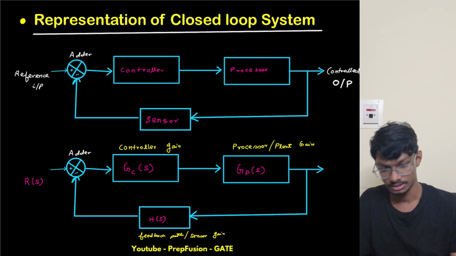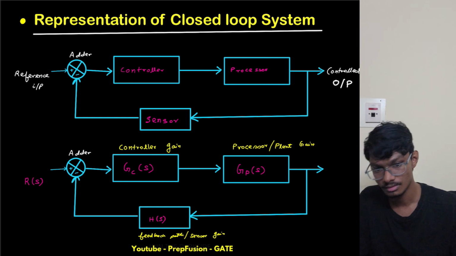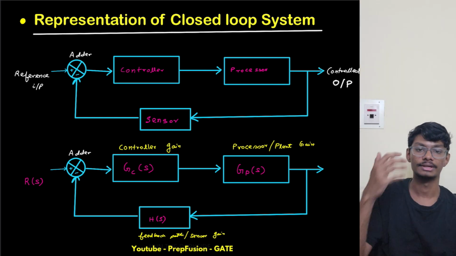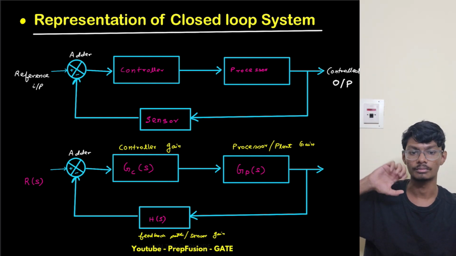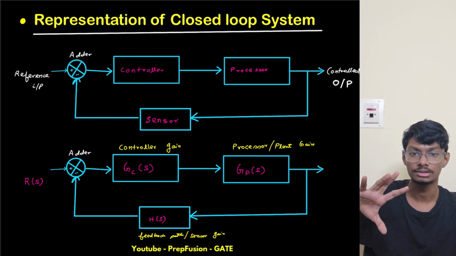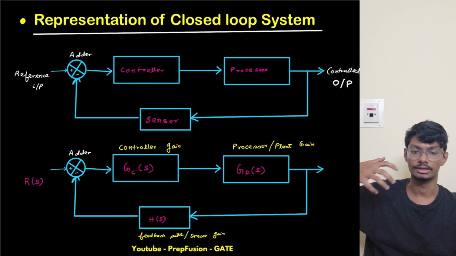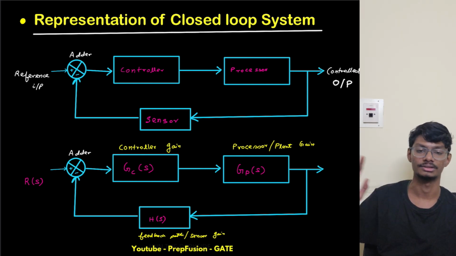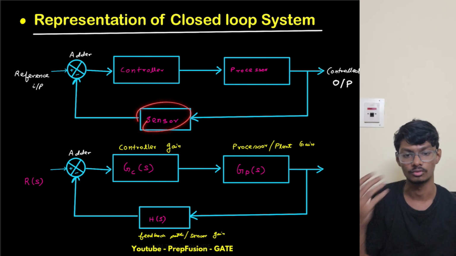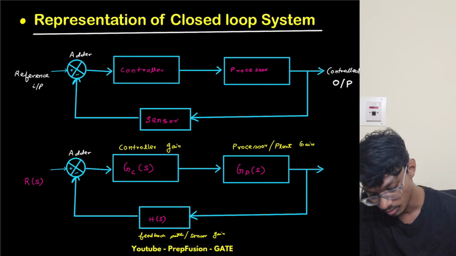So this sensor, right? This sensor can be anything. This can be a filter or machines. It can measure the speed. It can be a filter, like it is measuring some low pass or high pass signal. Anything, it can be anything. Okay, so what do we call this?